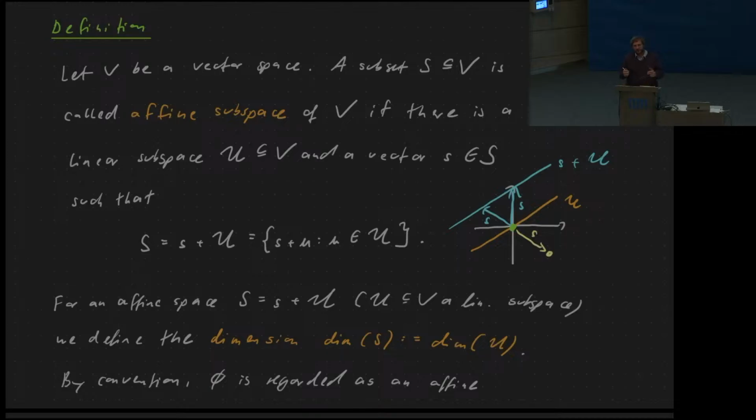So if I want to know the dimension of some affine space, I basically have to translate it back such that it contains the origin, and then I look at the result. That's a vector space, and that has a dimension. And I just use that dimension. Okay, so that's affine spaces.